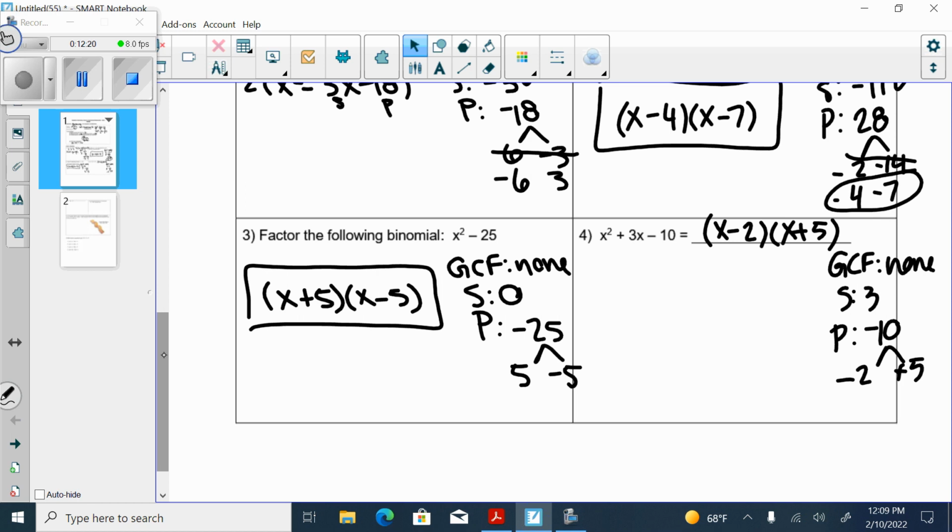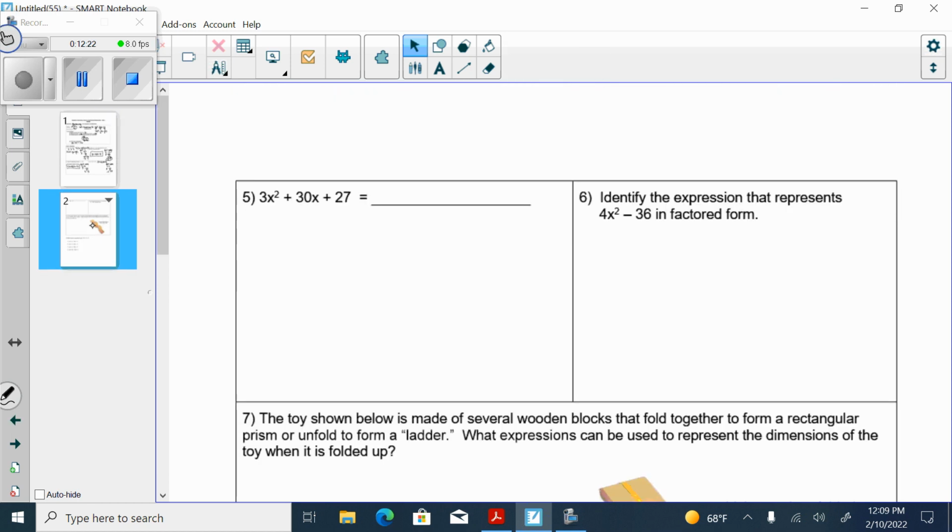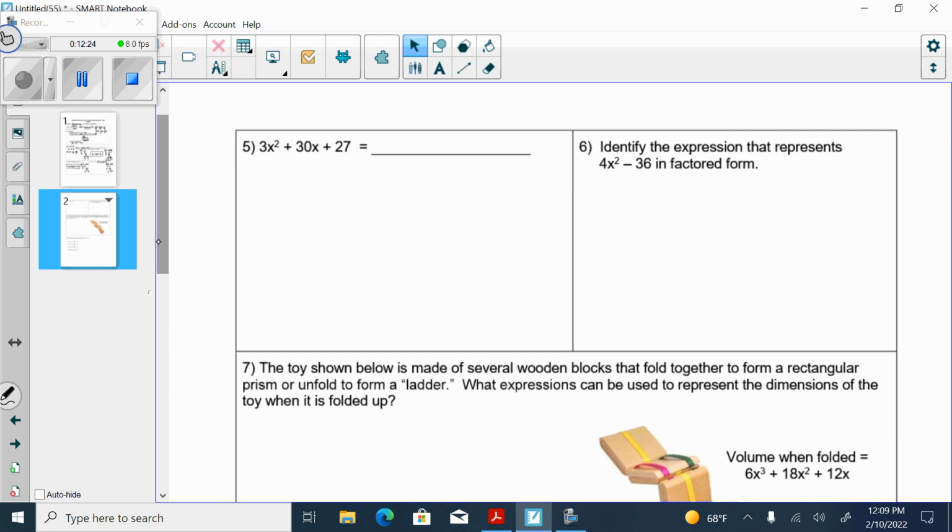All right, flip it over on the back. A number 5. Does this one have a GCF? Good. Okay, so I'm going to go ahead and divide all of these by 3. And if we divide that term by 3, what's going to be left? X squared plus 10x plus 3. Good.